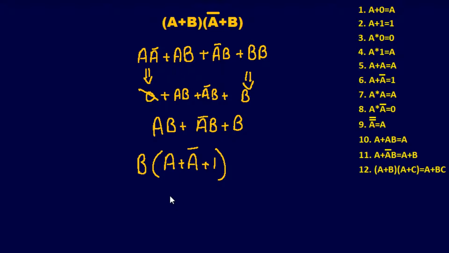Well, let's look at rule number 2 up here. A plus 1 equals 1. So anytime you have an OR gate with a 1, which this would be considered a 3-input OR gate, that would give you the number 1. So that would come out to be B times 1, which gives us a final answer of B. Well, it was pretty easy. Let's go ahead and do one more problem.